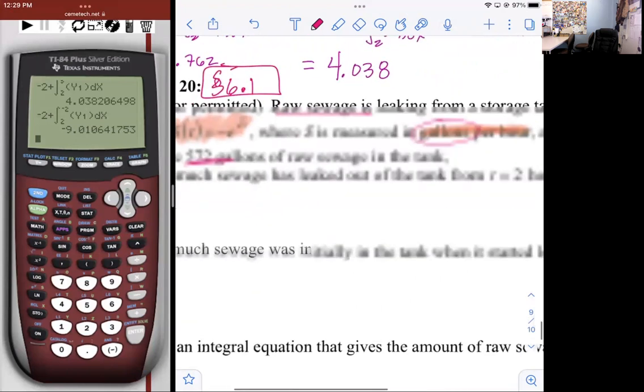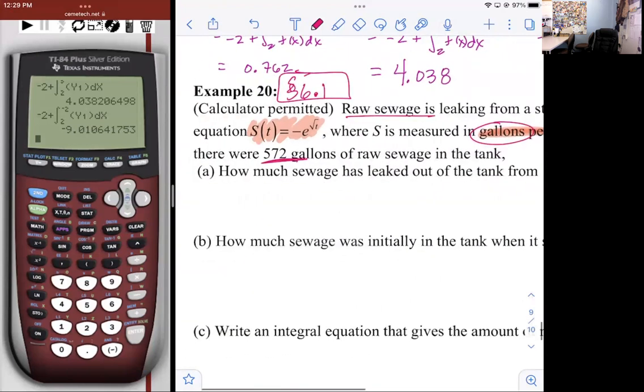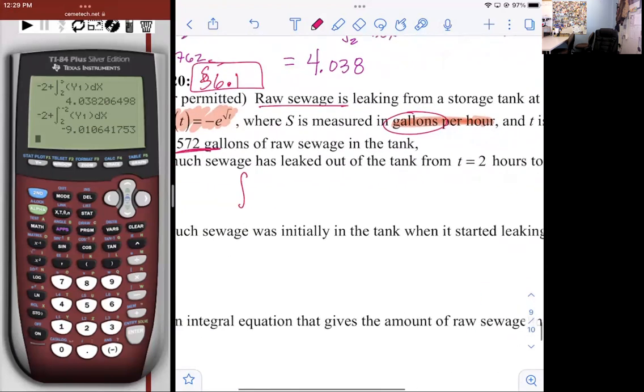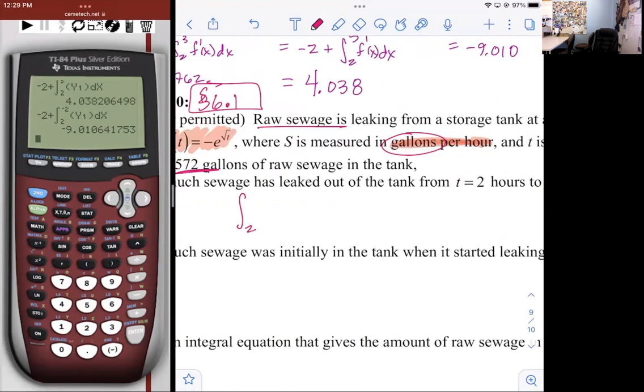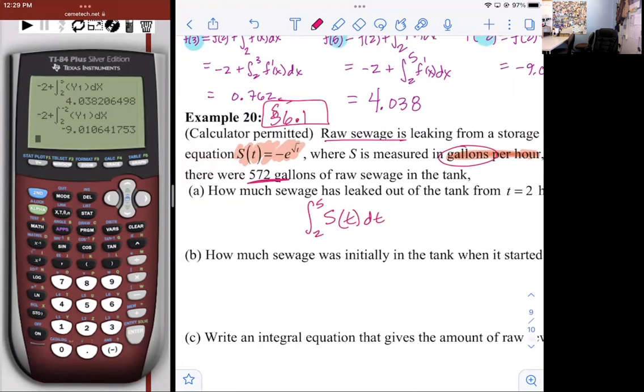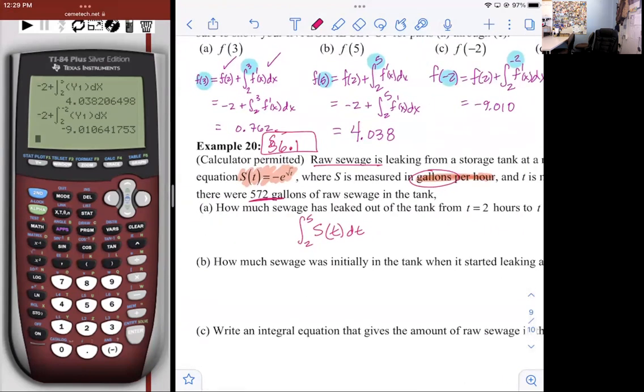So the question here is, I know I'm going to have to leave a little space in front. I know I'm going to have to integrate from 2 to 5 of my function S of t dt. That's going to give me gallons per hour times units of dt, hours, which gives me gallons. The question here is, do I want to add the initial condition to this to get the answer to the question, or is this not involving the initial condition?